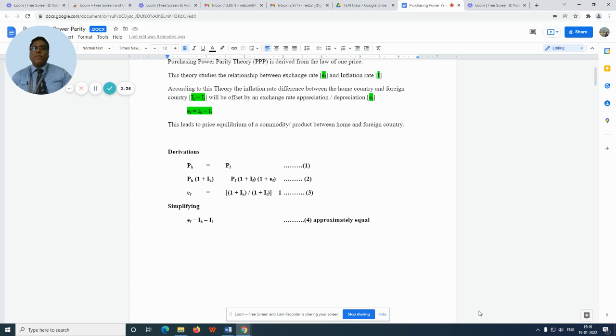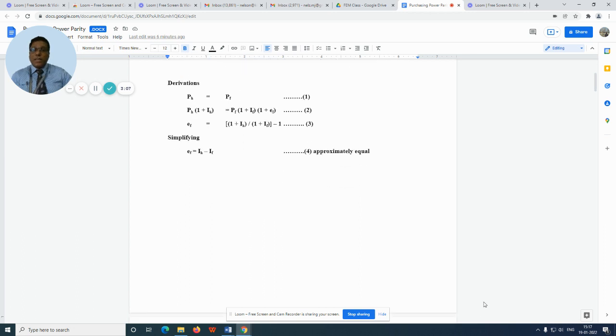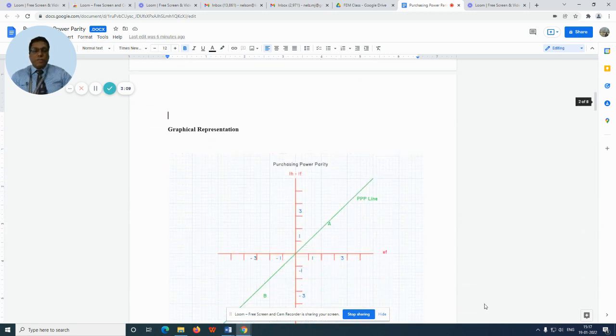So we can further simplify it and say that EF is approximately equal to inflation in the home country minus inflation in the foreign country. So we can derive that inflation in the home country minus inflation in the foreign country. If EF is positive, that means foreign currency would be appreciating. If inflation in the home country is lesser than inflation in the foreign country, then EF would be negative and foreign currency would depreciate. Let us see the graphical representation of this particular theory.